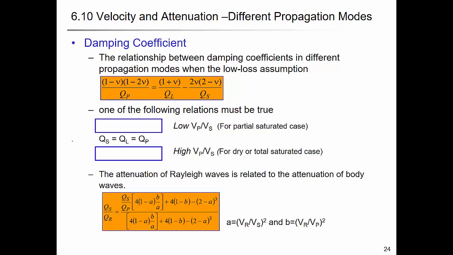Okay. So actually, that leads to this relation here. When you have a low VP over VS, so partially saturated sand or partially saturated rock, in terms of the magnitude, QS is largest and QP is the smallest. So that means what? The P wave attenuation is much larger than the shear wave attenuation, right? Attenuation alpha is 1/Q.